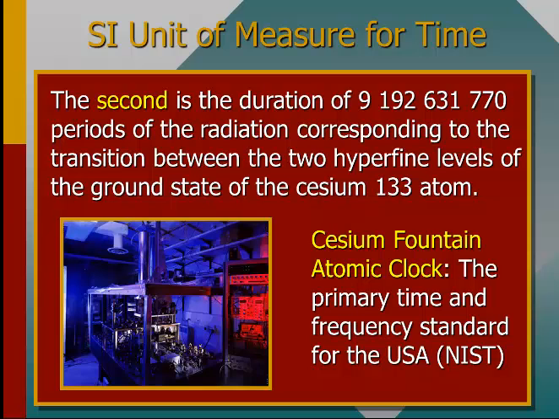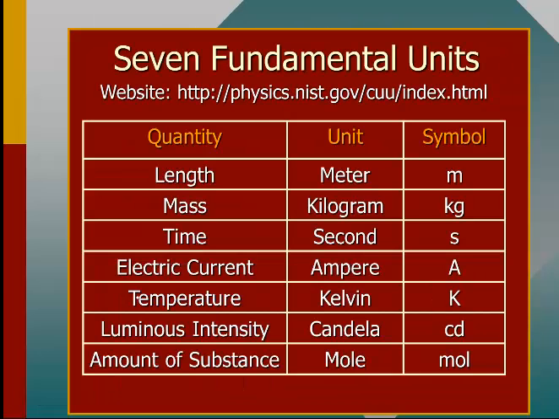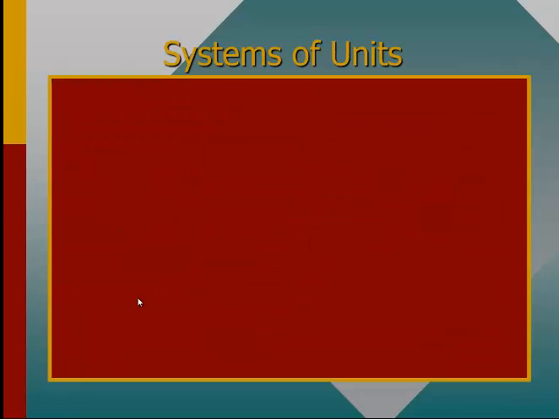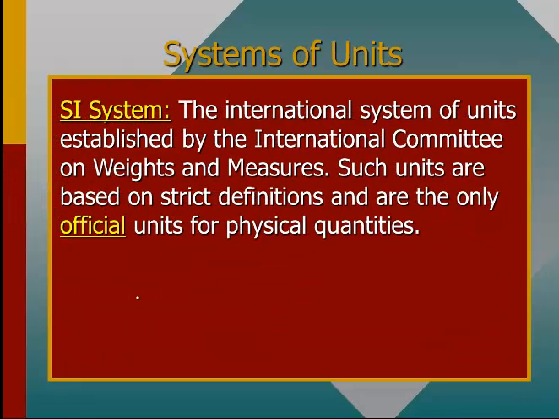Here is a list of the 7 fundamental units. These are the 7 fundamental measurements that you would make, and you see their associated units and symbols. There is more than one established set of units, as you can see on the next page. The SI system, SI is a French term for the metric system. Basically we call the SI system the metric system.